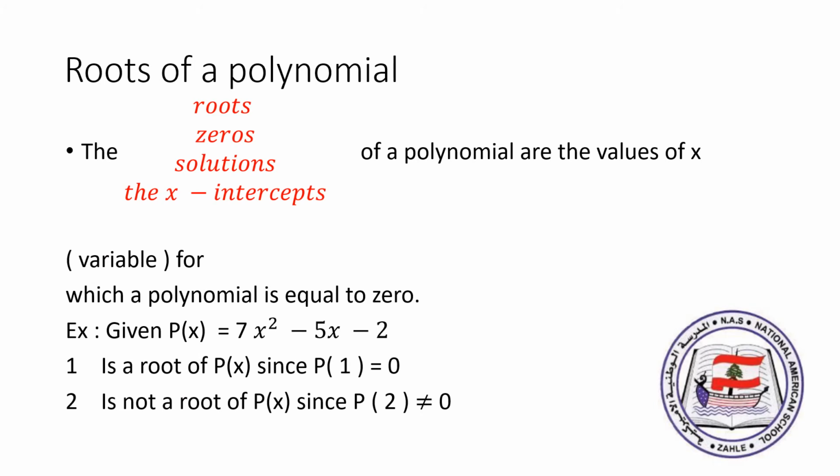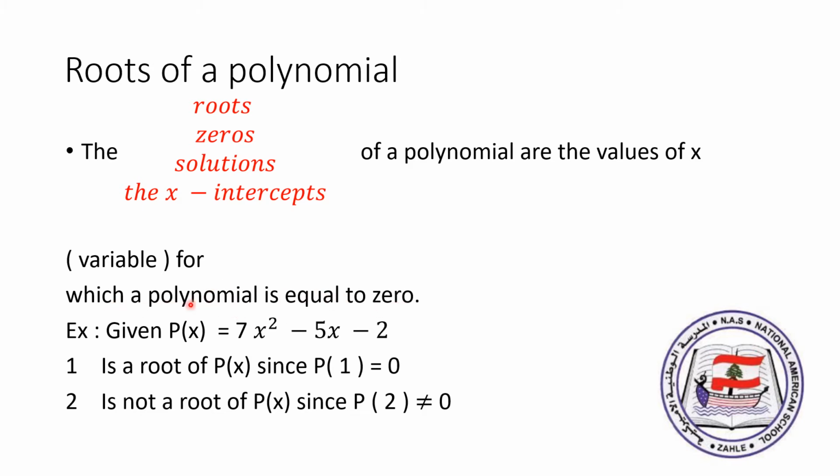The roots of a polynomial. The roots, also known as the zeros or the solutions or even the x-intercepts of a polynomial, are the values of x for which the polynomial is equal to 0. It means the numerical value that gives the whole expression of the polynomial equal to 0 when x is replaced by this value.